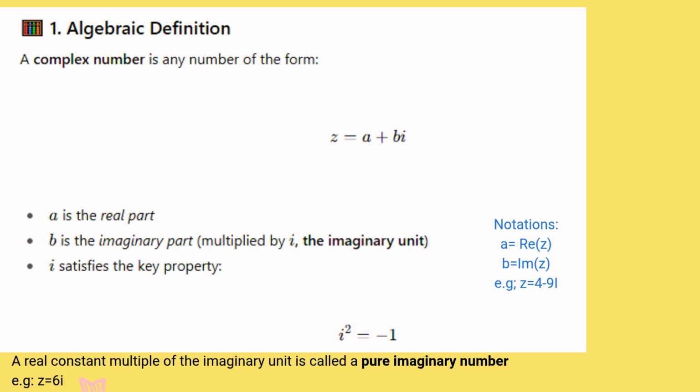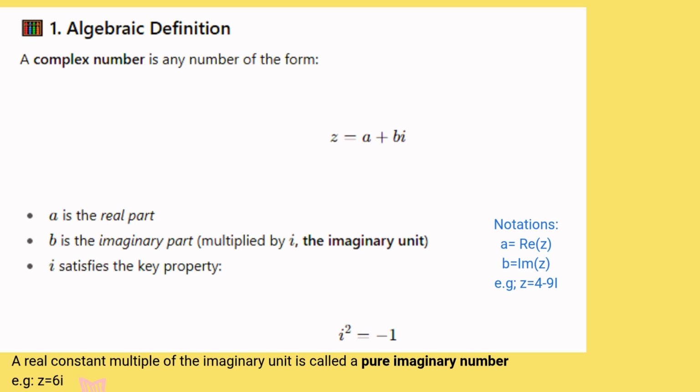First one is the algebraic definition of a complex number. A complex number is any number of the form a plus b iota, where a is the real part, denoted by Re of z, real part of z. b is the imaginary part, denoted by Im of z, imaginary part of z. And iota is a number that satisfies the property that its square is equal to minus 1, or we can say that iota is equal to square root of minus 1.